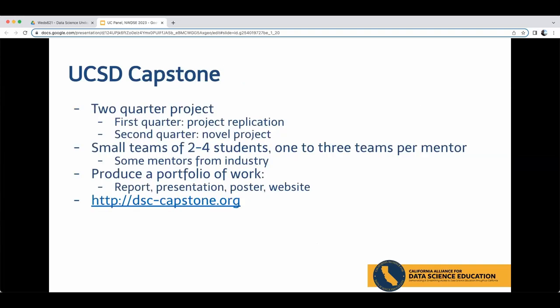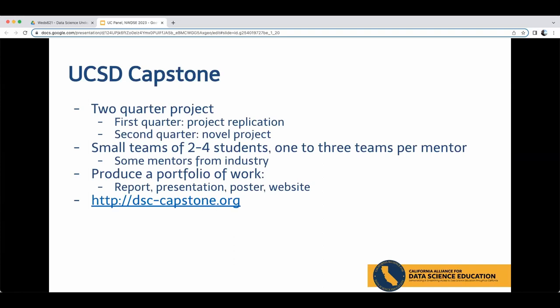So our capstone is one of the hallmarks of our program. It's a two-quarter capstone sequence. The first quarter is project replication. Students will read a paper or see a project and try to reproduce it. In the second quarter, they're going to produce novel work. They have to come up with a project on their own and complete it. Students work in small groups of 2 to 4 students, with 1 to 3 teams per mentor.